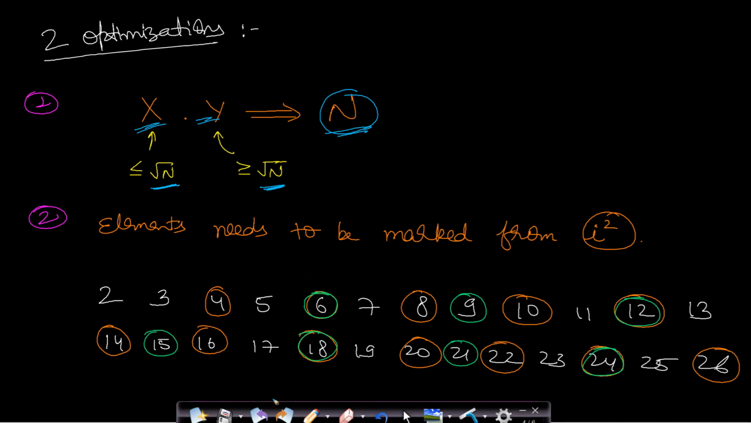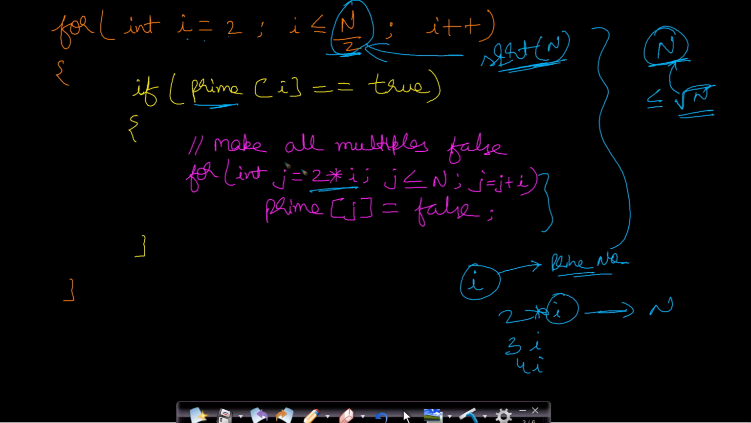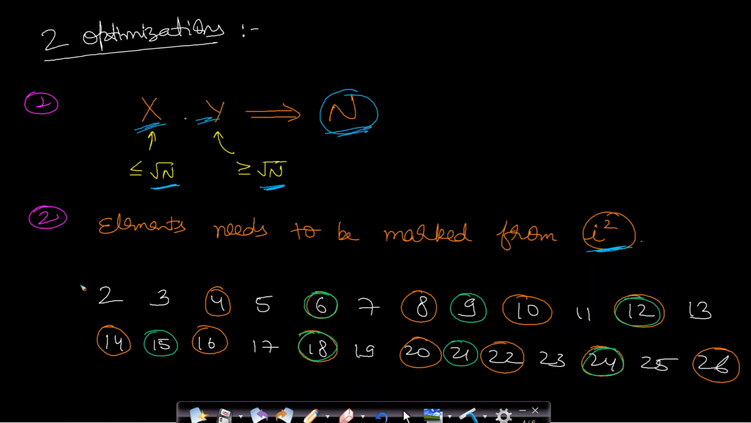What we can do is optimize it and start directly from I square. That is, if I is a prime number, then we won't start from 2i. We start marking from I into I, that is from I square itself. So this is another optimization. And why will this work? Let me show you an example.